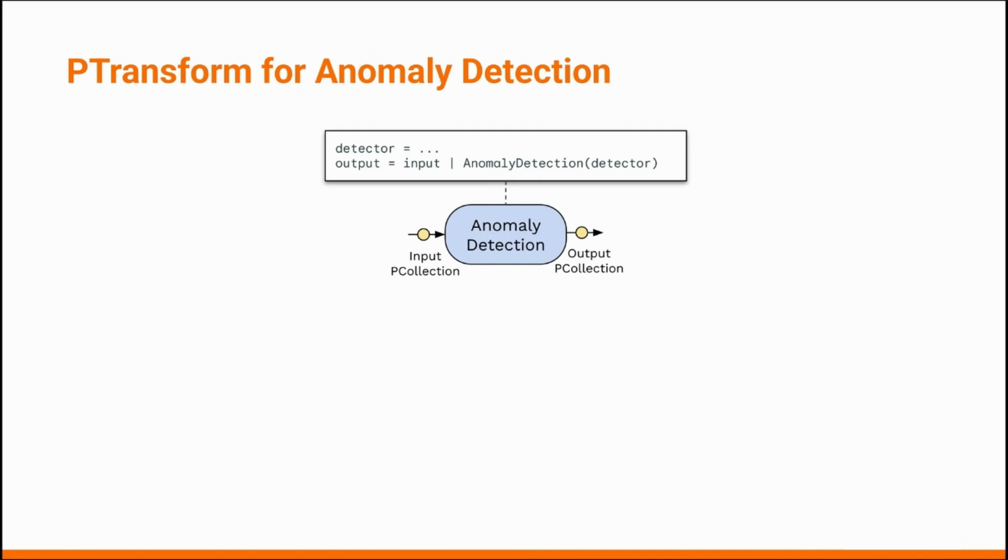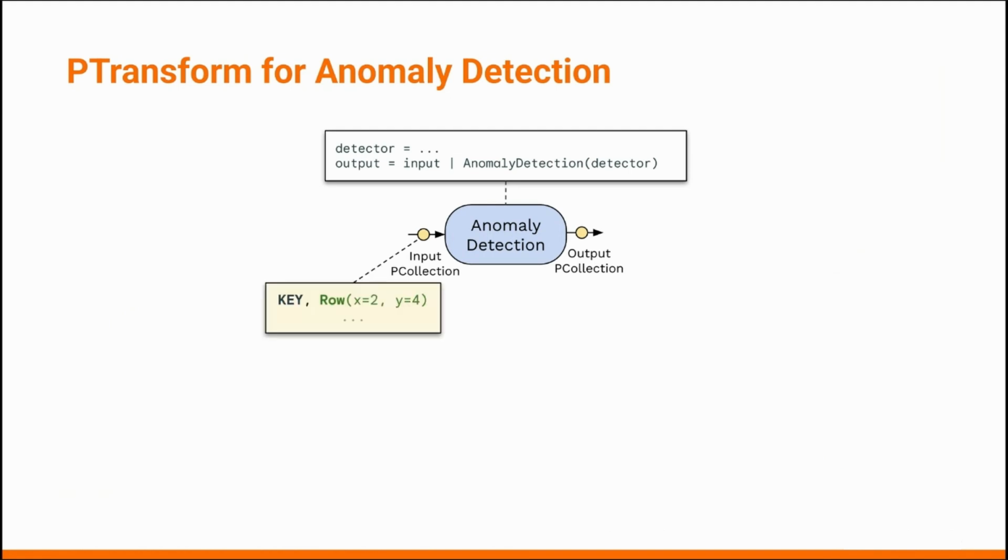As one of the latest ML-related PTransforms, anomaly detection is implemented in the Beam Python SDK. To use it, simply choose a detector and apply it to your PCollections within your pipeline. Let's first consider the PTransform as a black box and look at its input and output structure.